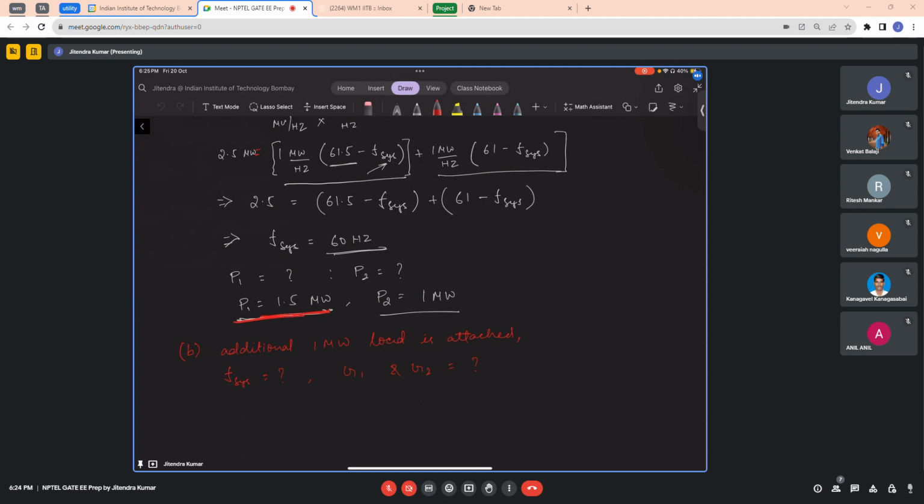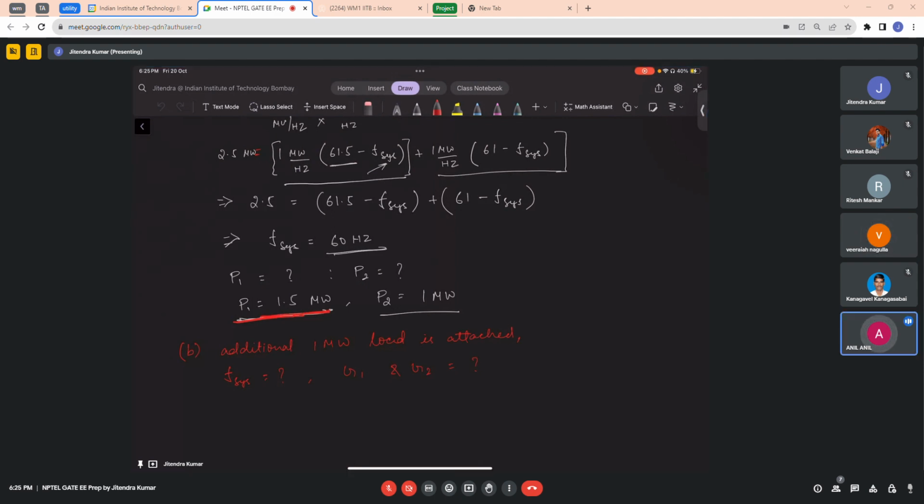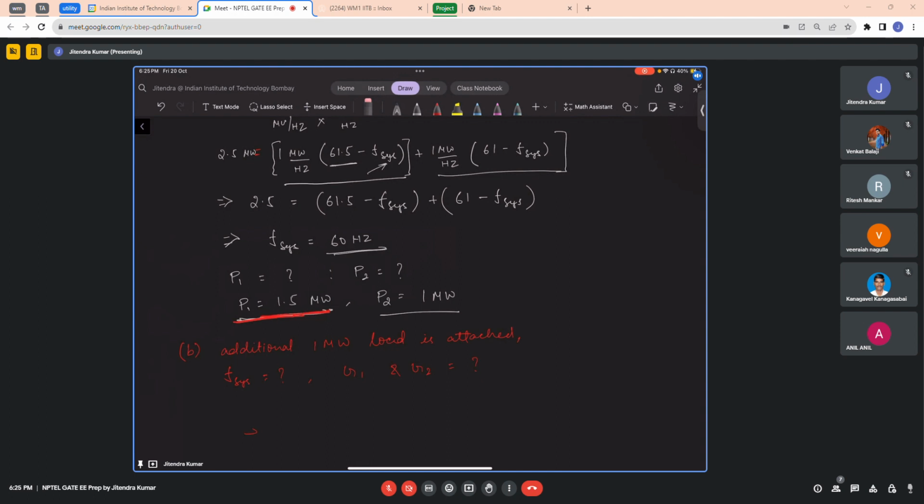So are you able to solve? I guess it is a pretty easy problem, right? Is anyone able to? Frequency? Yeah, go ahead, guys. 59.5, sir. Frequency 59.5. Yeah, that's correct. And what is the power supplied from generator 1 and generator 2?